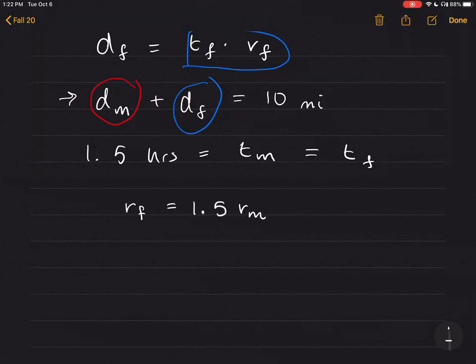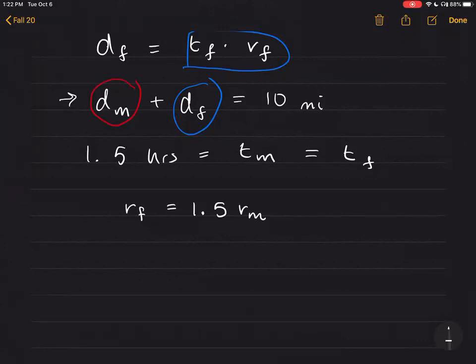If it were, say, 20% slower, that'd be 100 minus 20 is 80, so that'd be 0.8 in front instead. But 50% faster is 100% plus 50%, so 1.5.